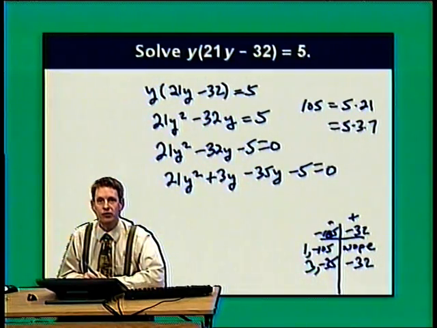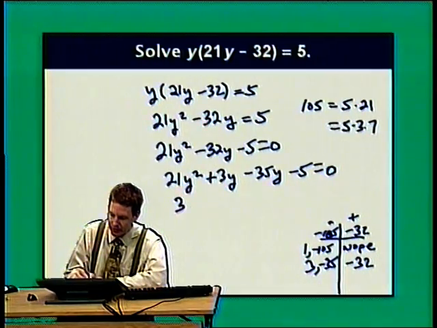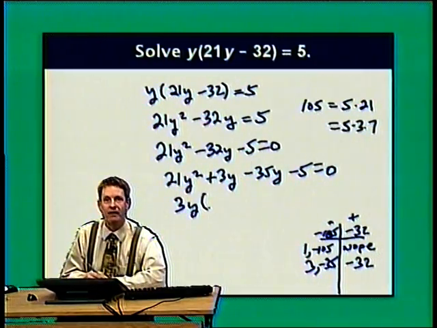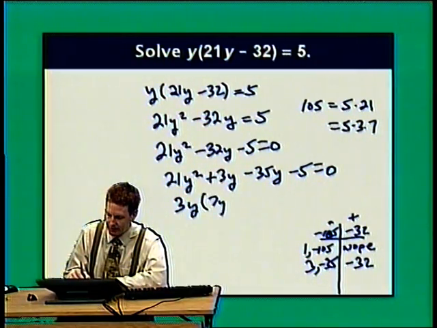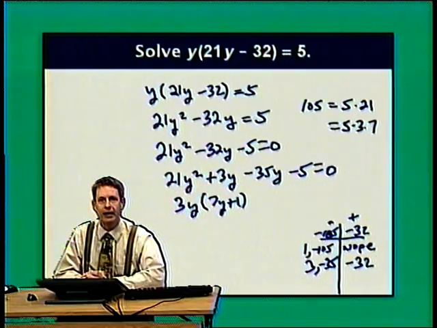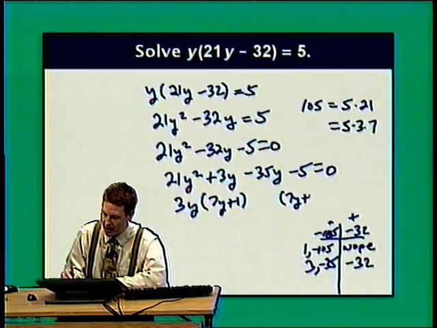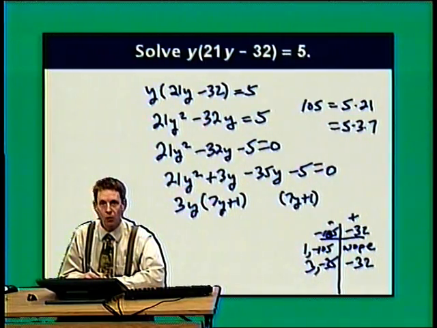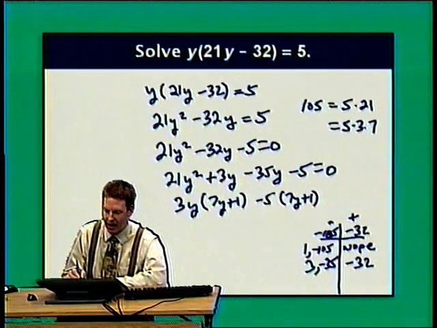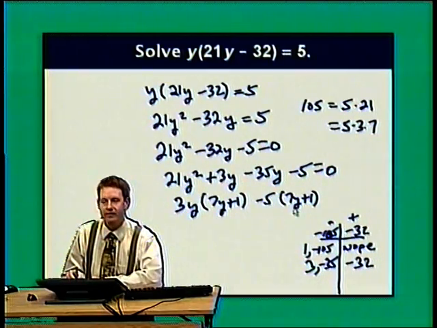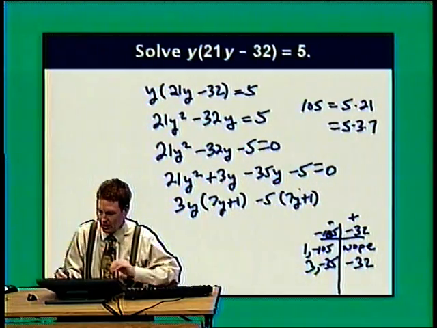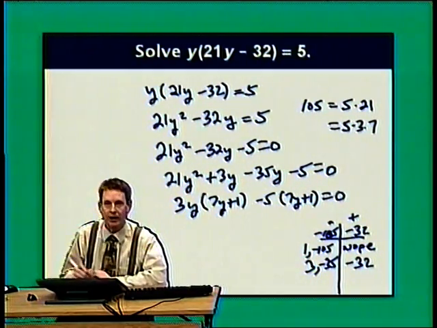In my first two terms, there are common factors of 3 and y. And when I factor those out, I'm left with 7y plus 1. Can I factor something from my second two terms that also leaves behind 7y plus 1? Sure, negative 5. Negative 5 times 7y is negative 35y. Negative 5 times 1 is negative 5. So this all still equals 0.